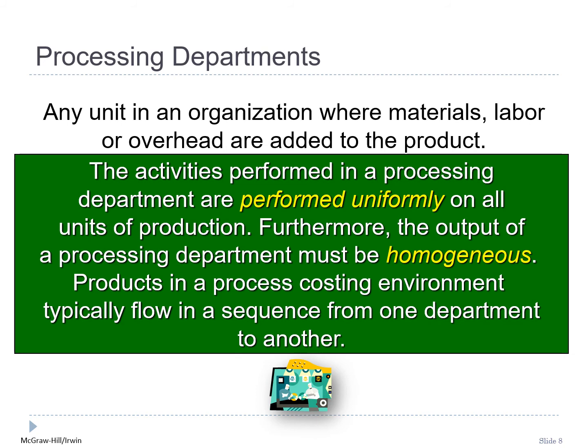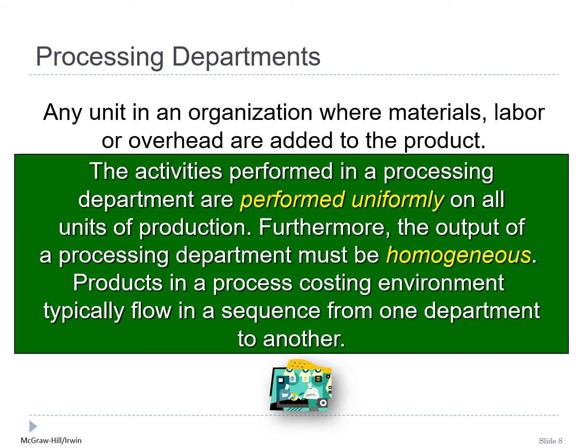Okay, so in a process costing system, we have what we call the production department or processing department. This is any unit in the organization where material, labor, or overhead are added to the product. So most probably, each department will incur direct materials, direct labor, and also overhead. But the types of product cost incurred in a particular department will depend on what type of inventory, as you will see in future problems that you're going to solve.